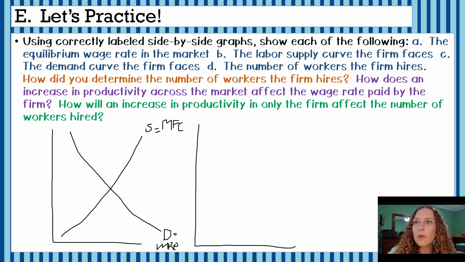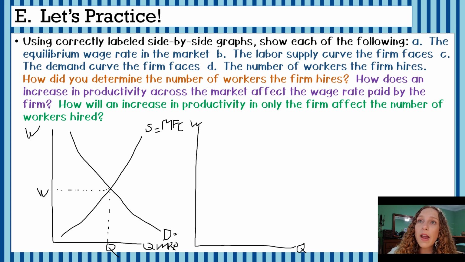Here's how we find the equilibrium wage in the market. This would be our wage rate right here. And this would be our equilibrium quantity. Right there, I should label my axes. Shame on me for not doing that earlier. Wage, quantity, quantity. All right, now. Okay, so there's what we have in the market.